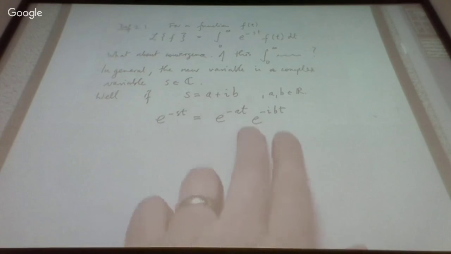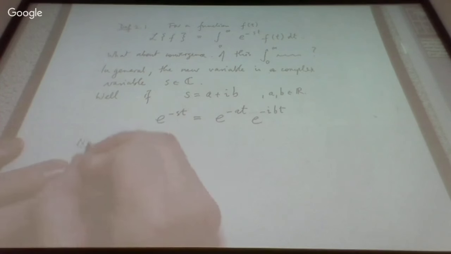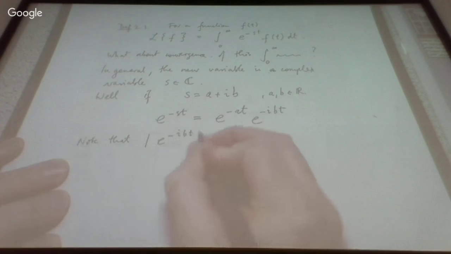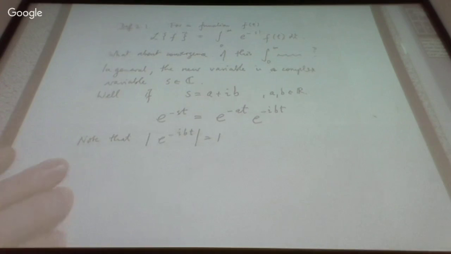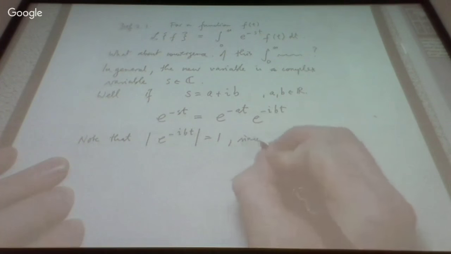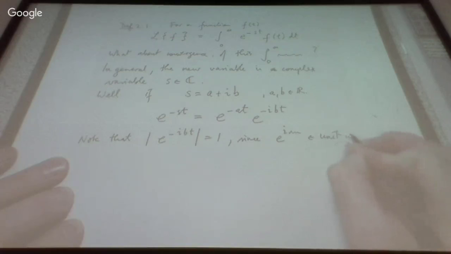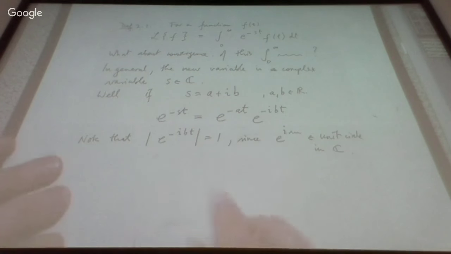Now note that the second factor, e to the minus ibt, the absolute value of e to the minus ibt is equal to 1, since e to the i anything is an element of the unit circle in the complex plane, the unit circle centered at 0. So that always has absolute value 1.